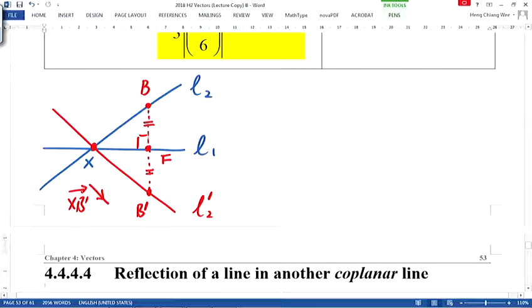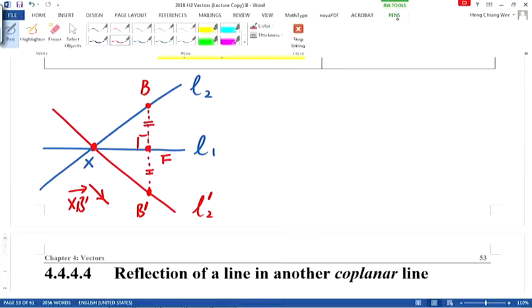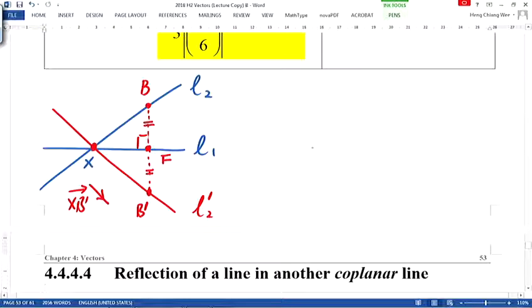Okay, so that's the procedure on how we find the equation of the reflected line. Step 1 is to find the common point between L1 and L2, so that L2 prime will also pass through that point. Step 2 is to find the reflection of point B in L1, so that L2 prime will also pass through that point. With 2 points, I can then give you the equation of the line. Simple? I hope. Case 2.